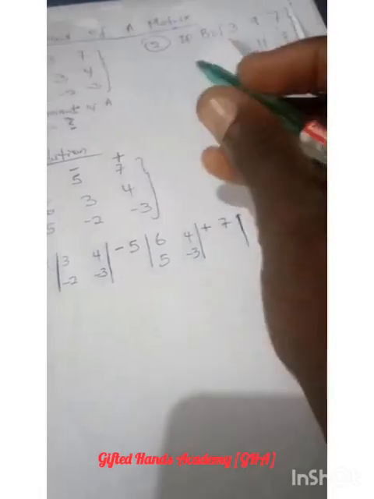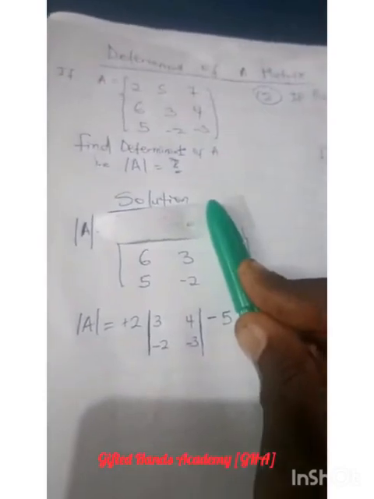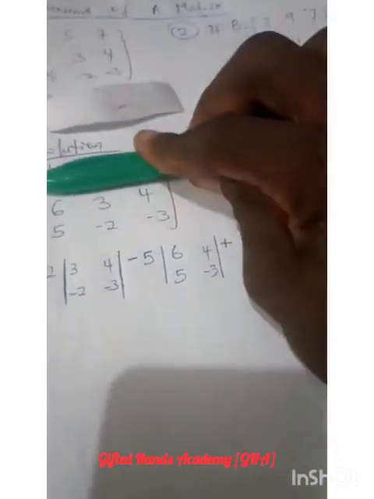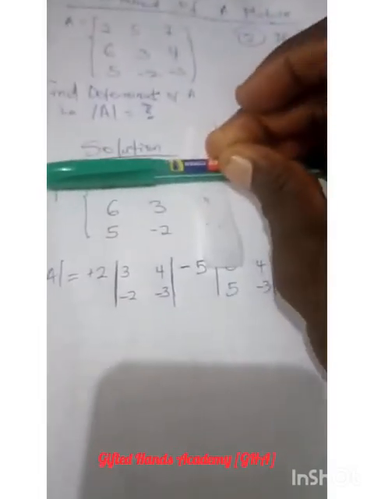So the determinant sign, then you cover all the numbers on the row of that 7, and you cover all the numbers on the column of that 7. So what are we left with? You are left with 6, 5, 3 and minus 2. Can you see it? So you have 6, 5, 3, minus 2.